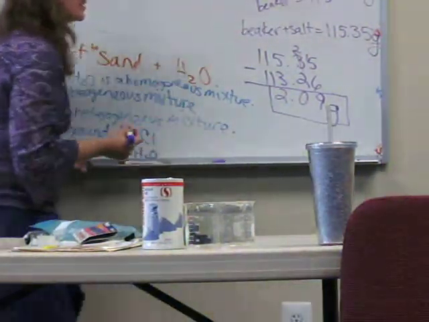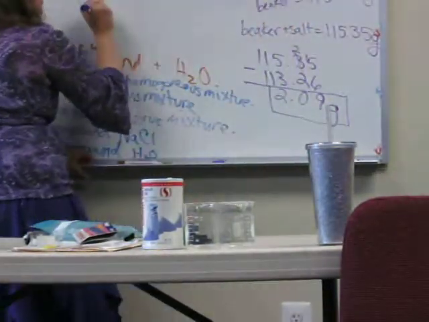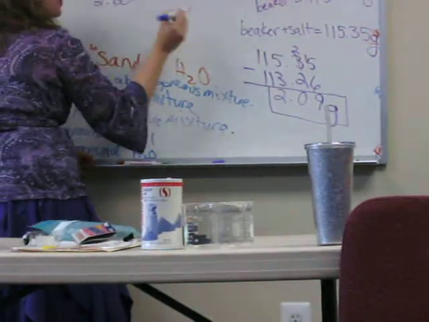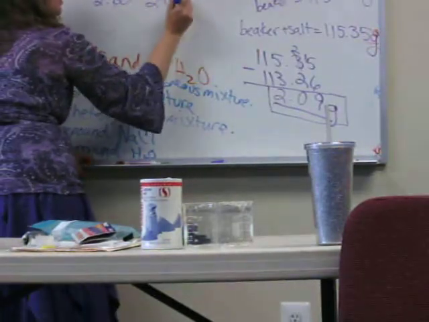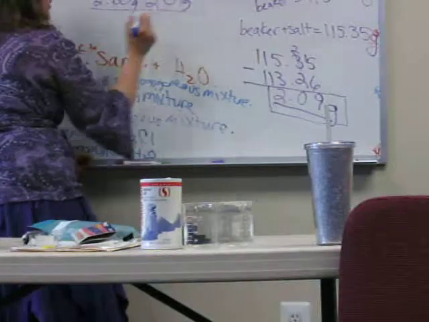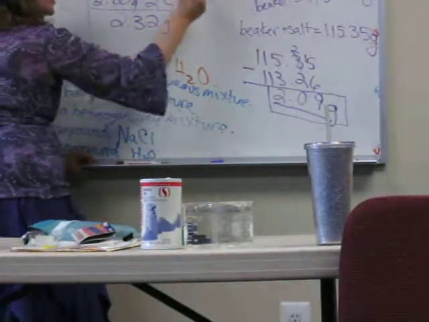So percent error is the accepted value, so that's the mass of the salt to start with, minus the experimental value, the amount of salt we found at the end that we had left, 2.09, divided by the accepted value, what we had at the beginning, times 100%. Right, and this is an absolute value.